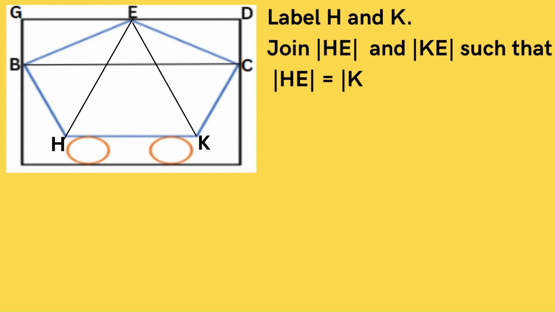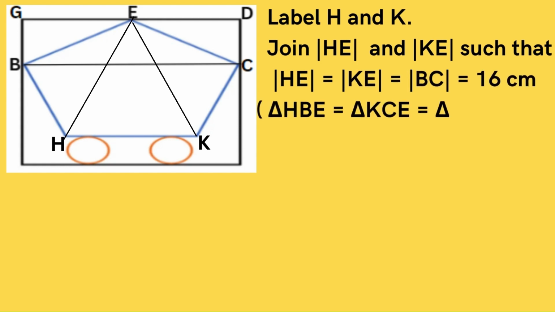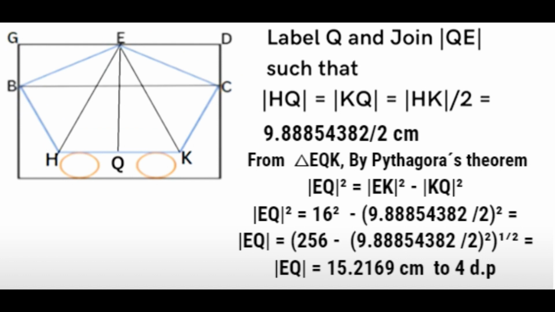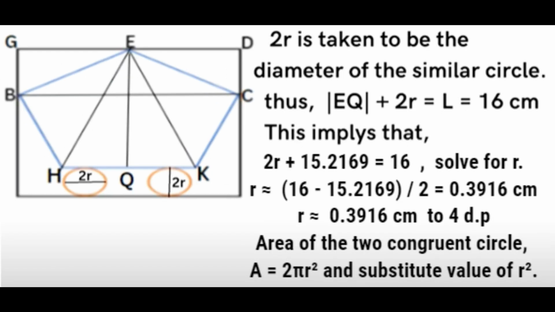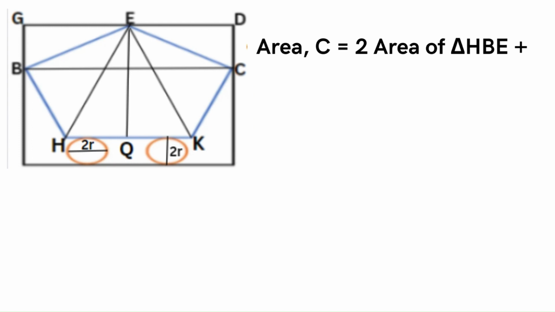Join line labeled HE and line labeled KE such that length HE equals length KE equals length BC, such that line labeled HQ is... The equation for the area C of the inscribed regular pentagon is shown.